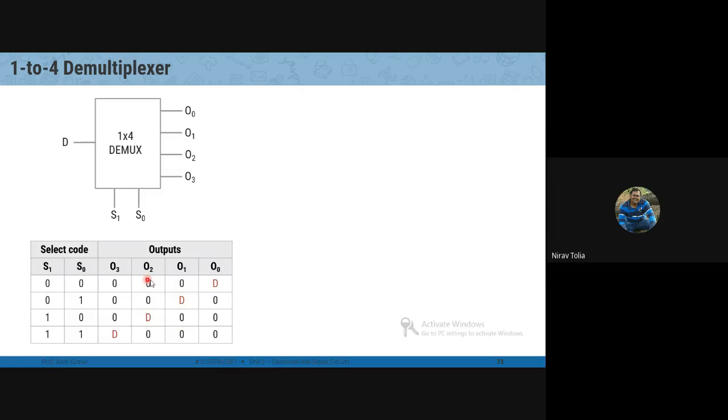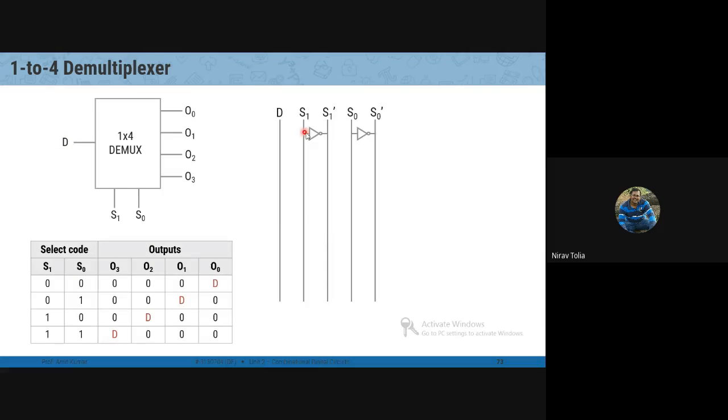So again, from the table we have to draw the logic diagram. Here, instead of numbers of outputs, we have 4 outputs, but we have only a single input, which is D. We have only a single input line D.